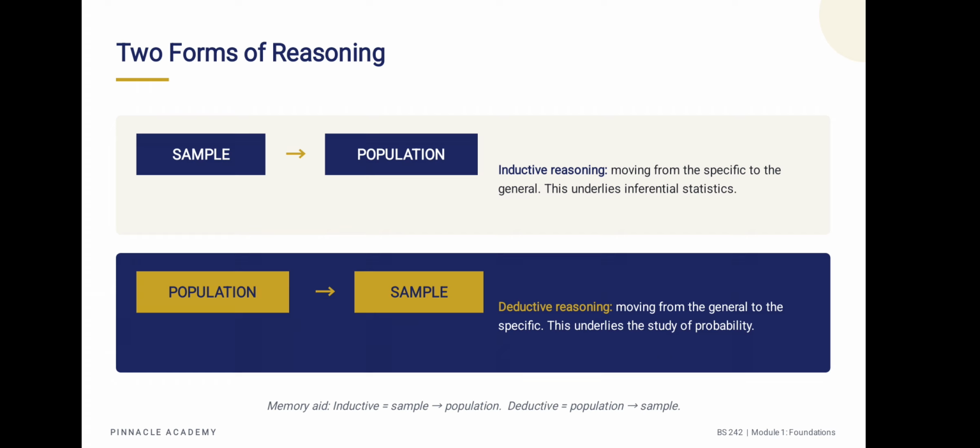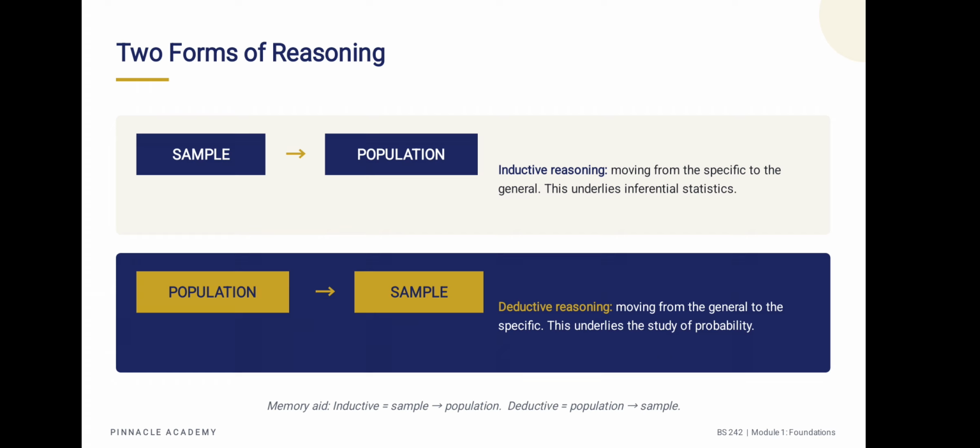For example, if you know that a factory produces goods where 5% are defective, that's a known fact about the whole population of goods, okay? And if somebody asks you, what's the chance that this one item I just picked up is defective? You are reasoning deductively. You are moving from what you know about the general population down to a conclusion about one specific item.